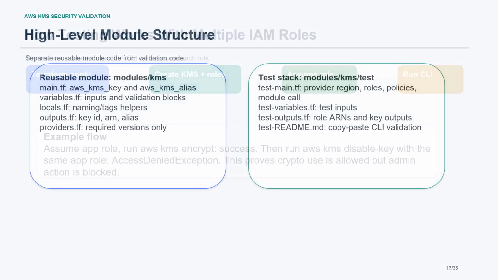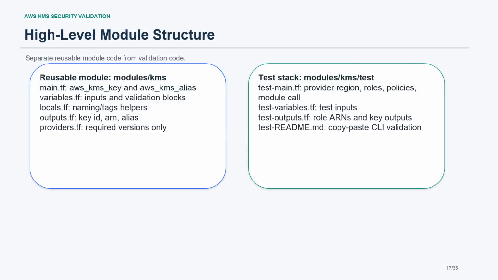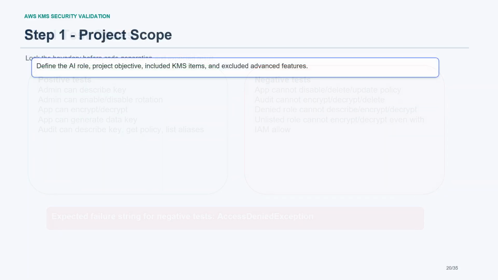Okay, let me go to that slide. Okay, this is called your file structure. You should create a module/kms. It will keep all the Terraform files. Also, it should create another folder called module/kms/test. It should create a test folder. This is called my project structure. I have to tell my AI, my project structure should look like this.